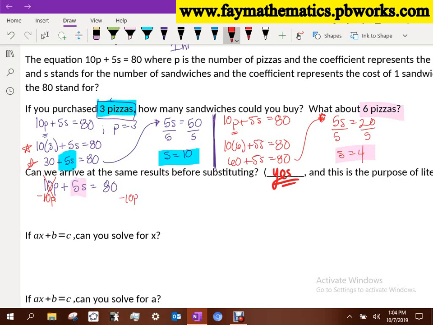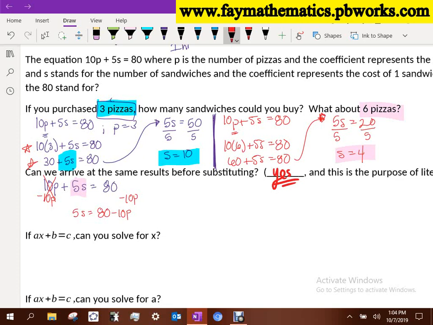It could be 10 if I have 1 pizza. It could be 20 if I have 2 pizzas. Does that make sense? So I can't merge it with anything. It's not a like term with that 80. So what we do is we write down 80 minus 10p.